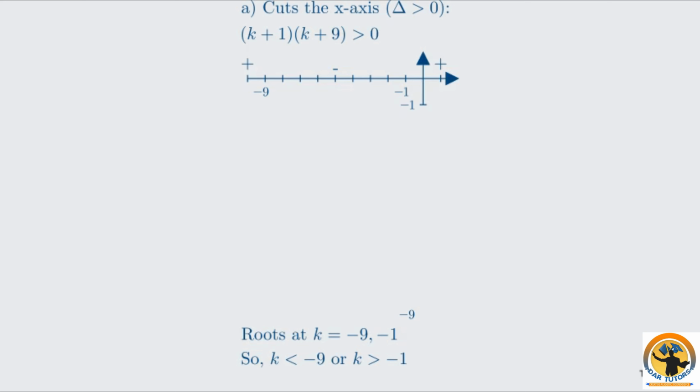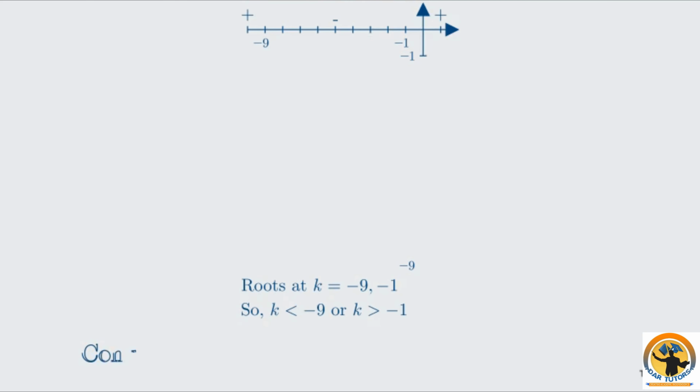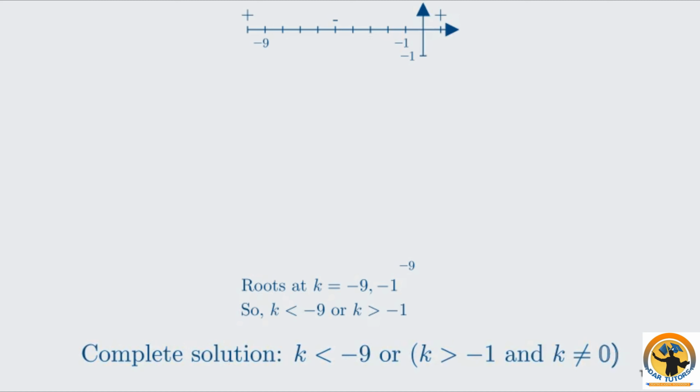If k equals 0, the function becomes a linear equation, y equals 3x minus 1, which clearly cuts the x-axis once. But it is no longer a parabola, so the complete solution for cutting the axis twice is k is less than -9 or k is greater than -1. And crucially, k does not equal 0.